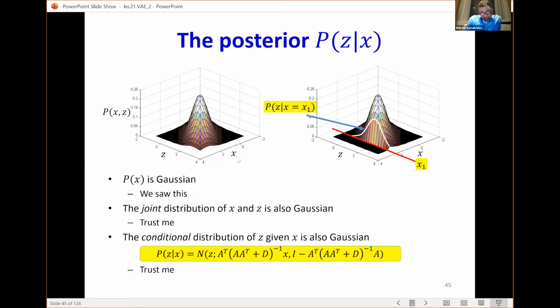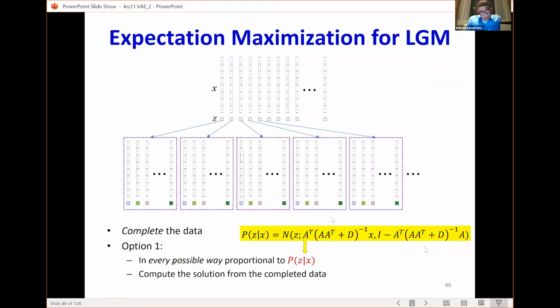We know that P of x is Gaussian. We know the joint distribution of z and x is Gaussian, because the data are Gaussian, the initial z that went into the linear process is Gaussian, and the entire process is linear. So the joint distribution is Gaussian. Without working out the math, I can tell you that the conditional distribution of z given x, which is the distribution of z if I tell you the final outcome x, that too is going to be Gaussian, given by this ugly looking formula.